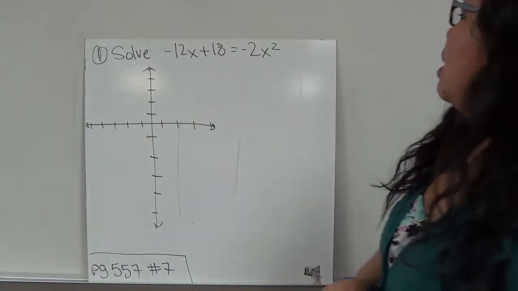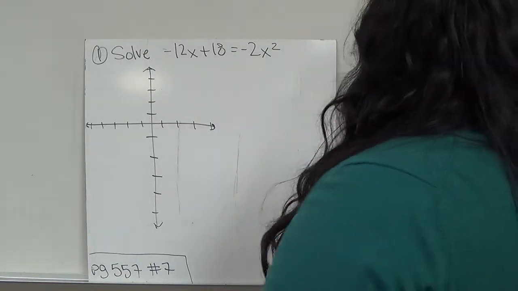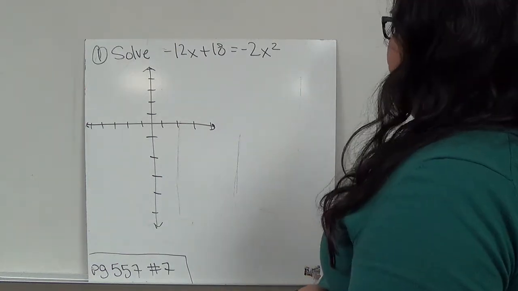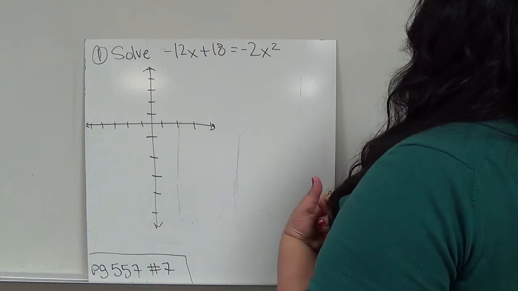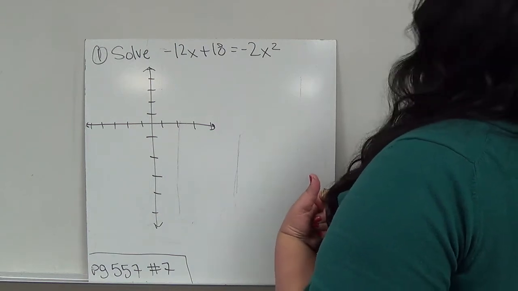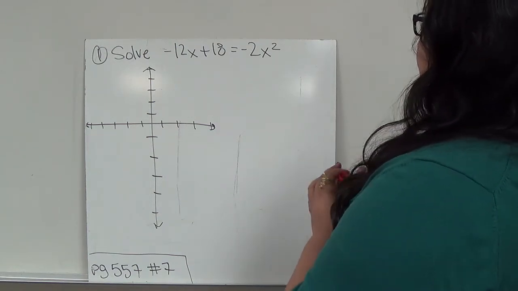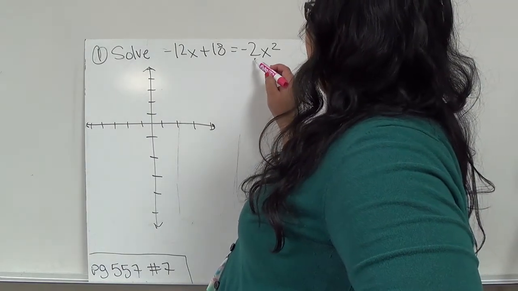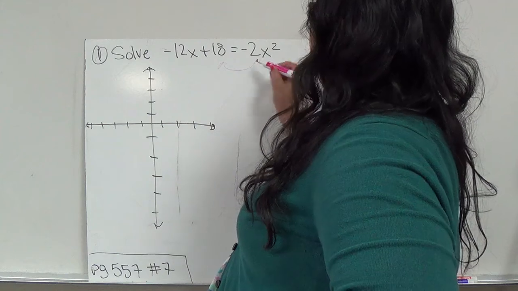Okay, so in this example, it wants us to solve. The only problem is, besides last time, is that this one is not equal to 0. So we have to make it equal to 0. And basically, I'm just going to move everything to one side. So I'm going to take this, and I'm going to move it to this side, where all its other friends are.